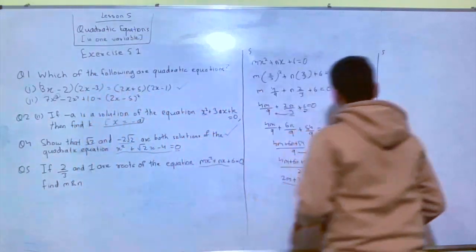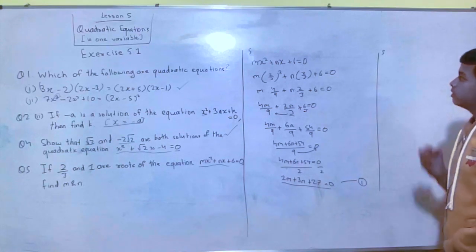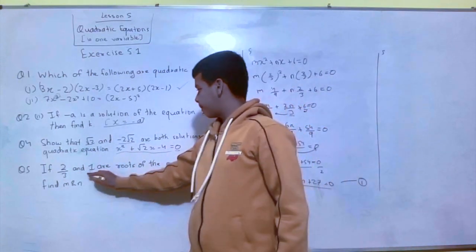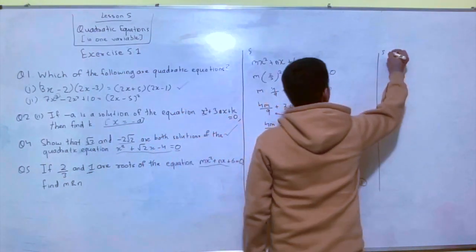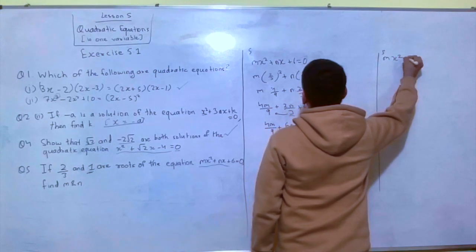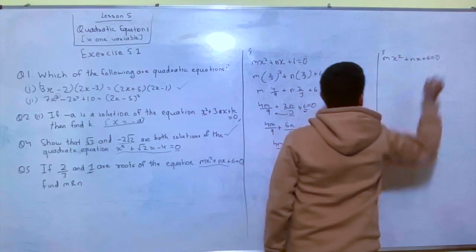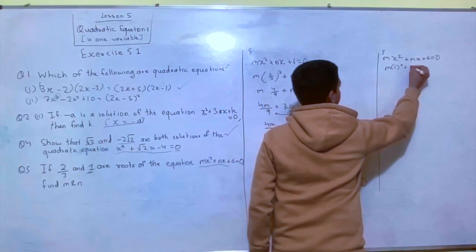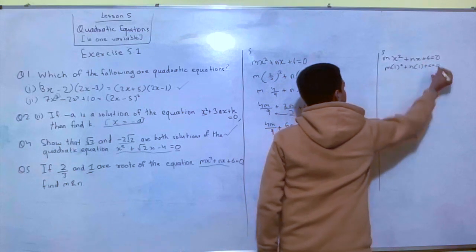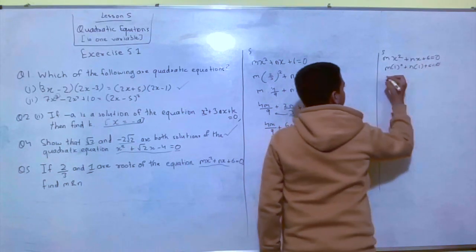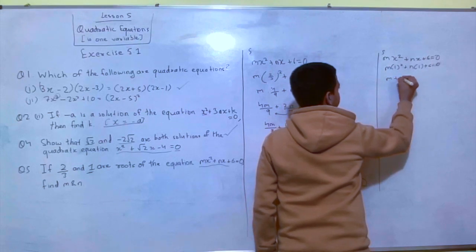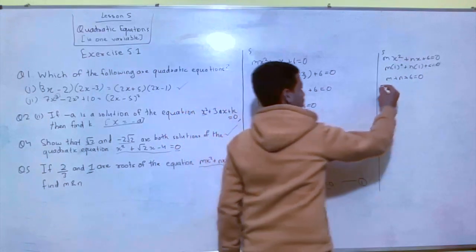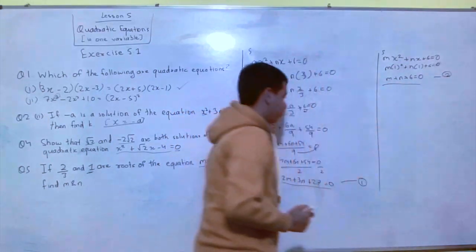Now let's get another equation. We will get this other equation by using that second value, which is 1. Now let's do the same thing. mx square plus nx plus 6 is equals to 0. Okay, and then we are going to put 1 in this place. m into 1 square plus n into 1 plus 6 is equals to 0. Here we get m plus n plus 6 is equals to 0. So this is our another equation. So we got the second equation. Now we have got two equations.